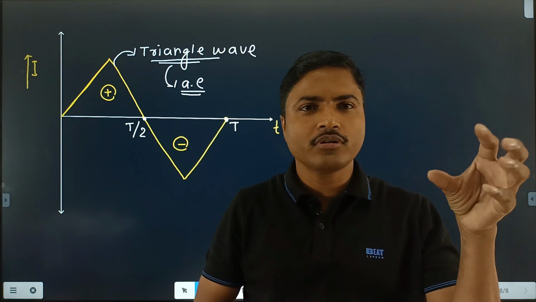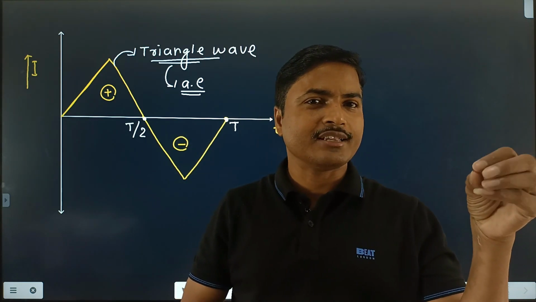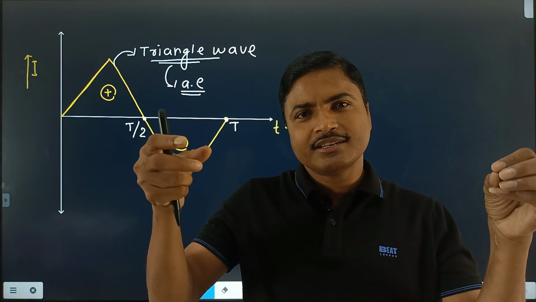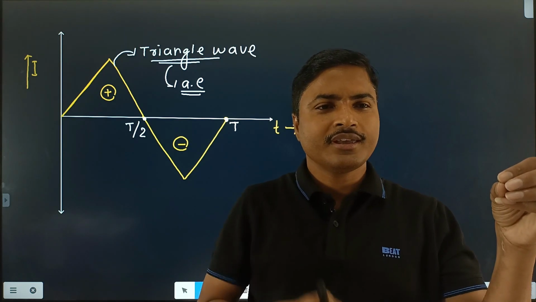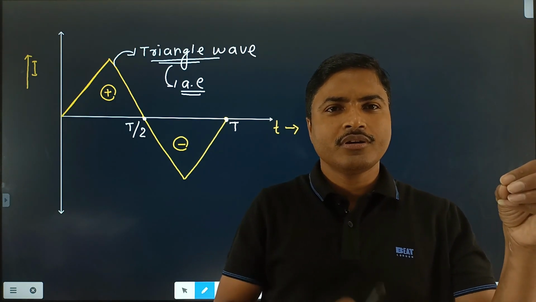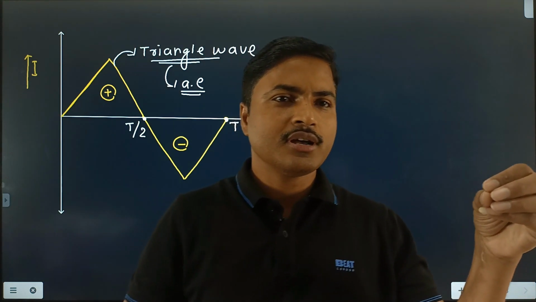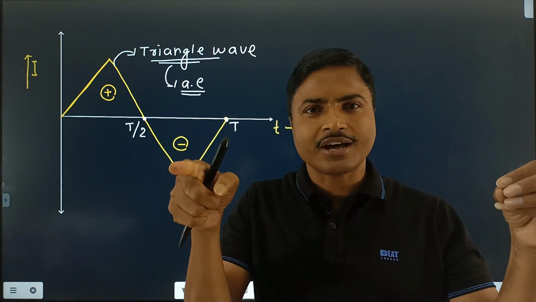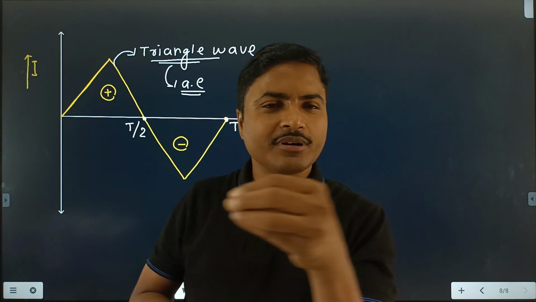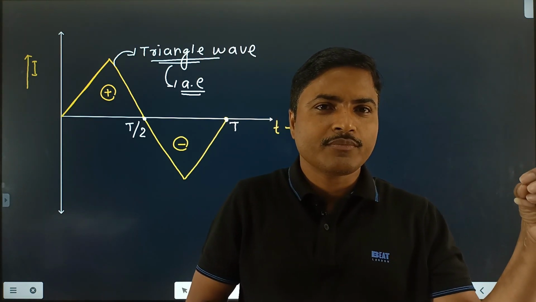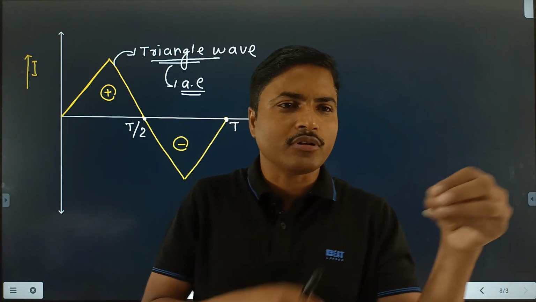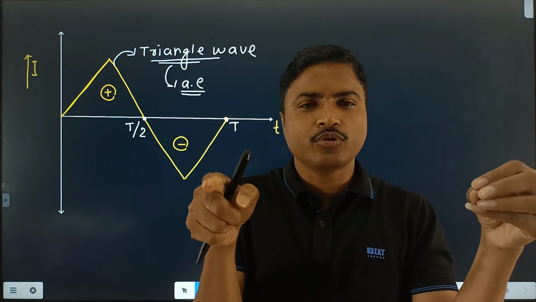Suppose this is one pole of one magnet, suppose that is the north pole, and this is the south pole of the second magnet. Then you know, in air or in vacuum, magnetic lines of force always start from the north pole to the south pole. That means this is the direction of the magnetic field. The direction of the magnetic field in air is from the north pole to the south pole.